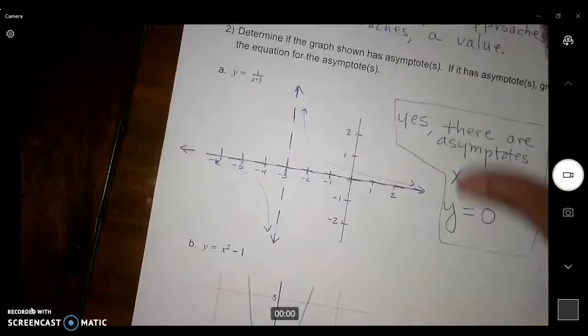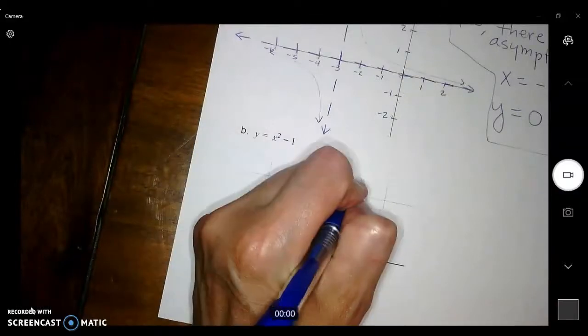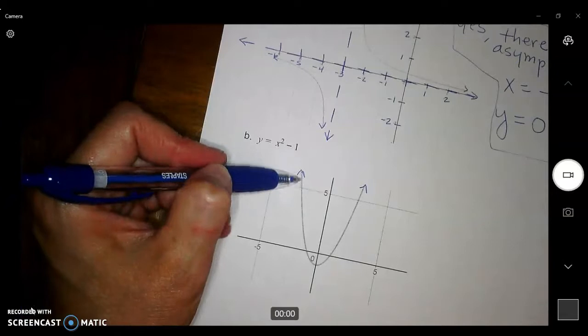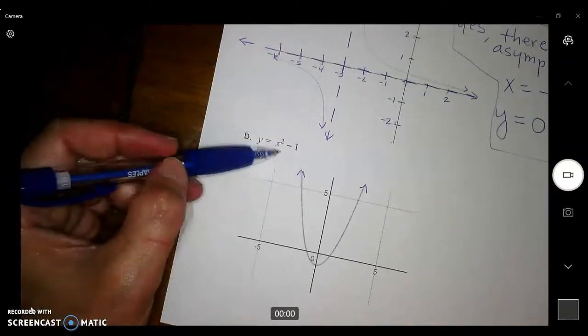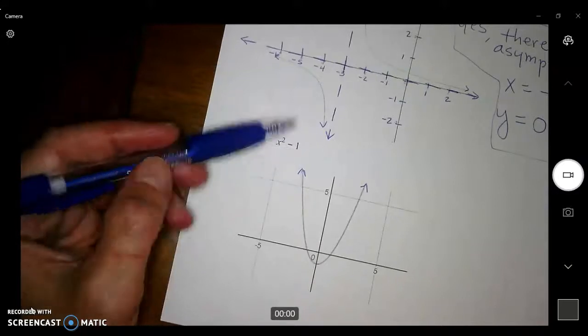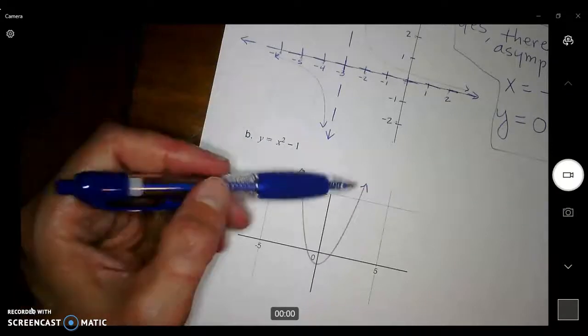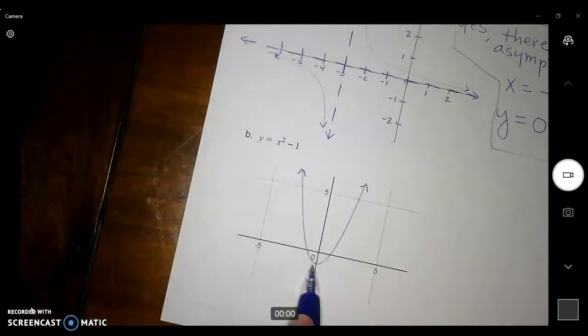All right, part B. This is a parabola, and sometimes it helps to see the lines here. So as this graph continues to move out, is it ever going to hit a wall? And in this case, it's no. There are no numbers here that would cause an error. So this is just going to keep getting wider and wider and wider. Same for this side here. There is no asymptote down here.